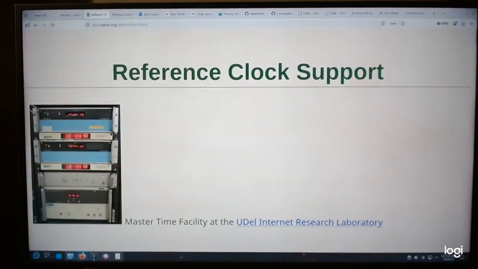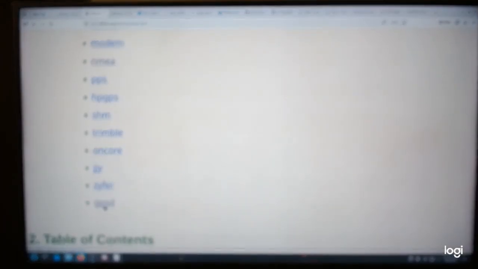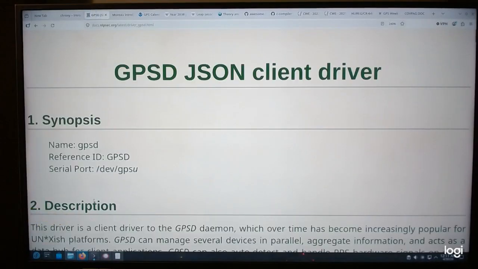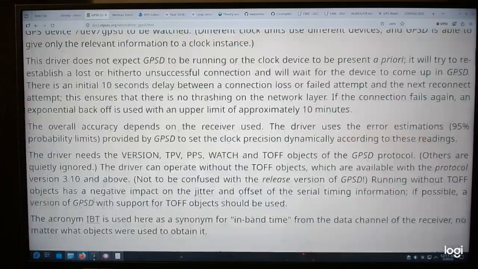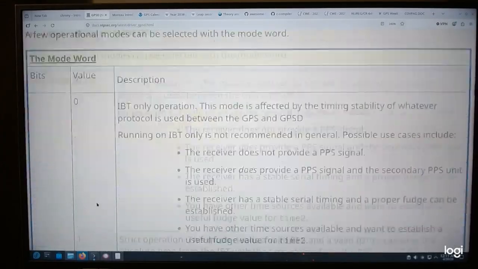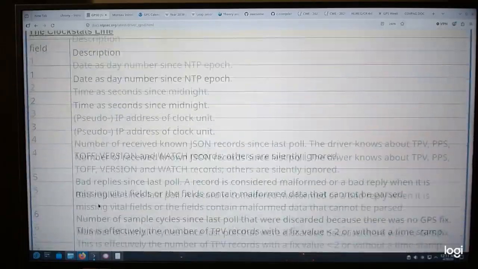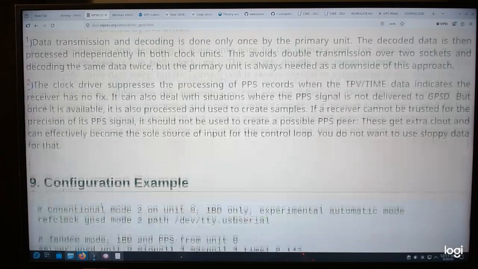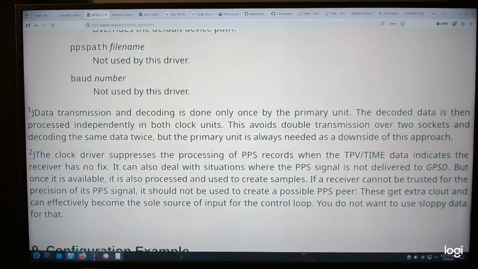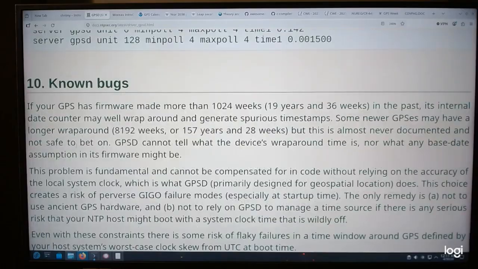If we go over to GPSD, I believe it's kind of down here at the bottom. Yeah, known bugs. This makes no sense.